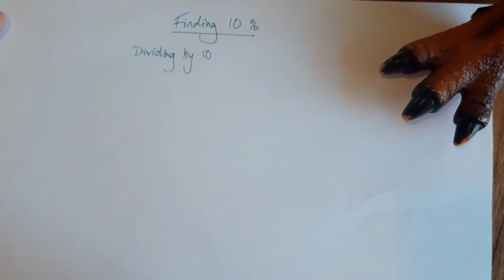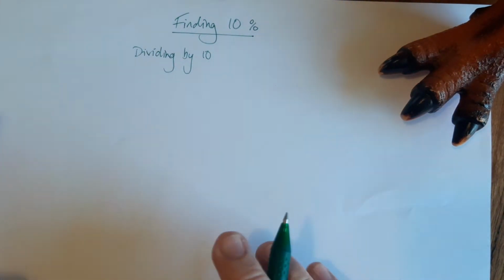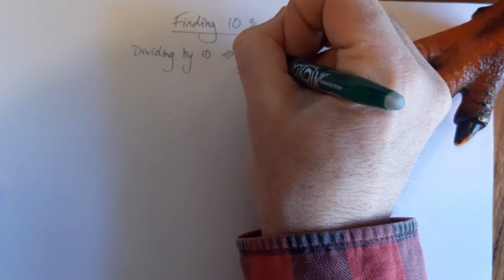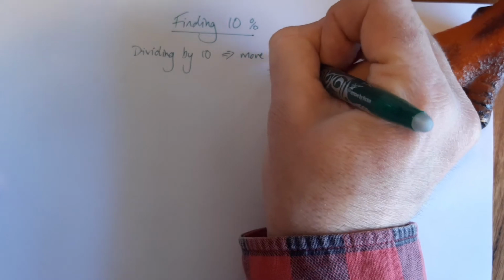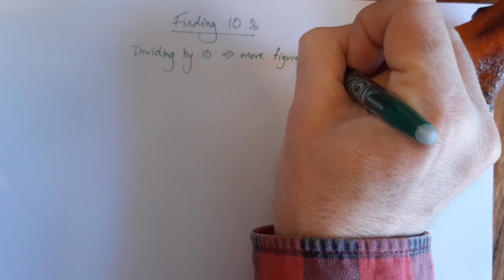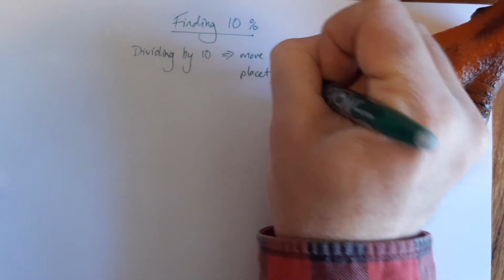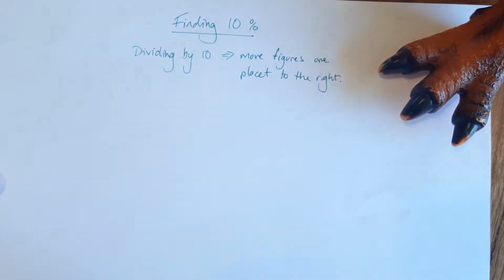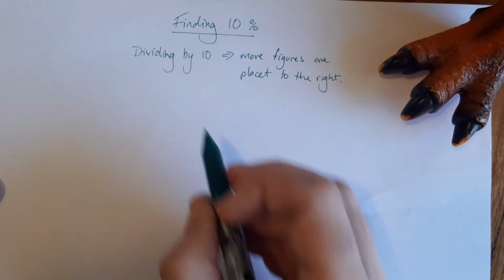Dividing by 10 means moving all the figures one place to the right. Move figures one place to the right.